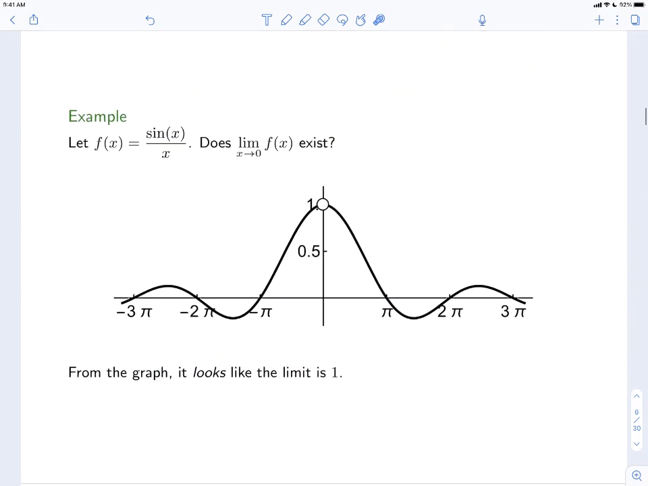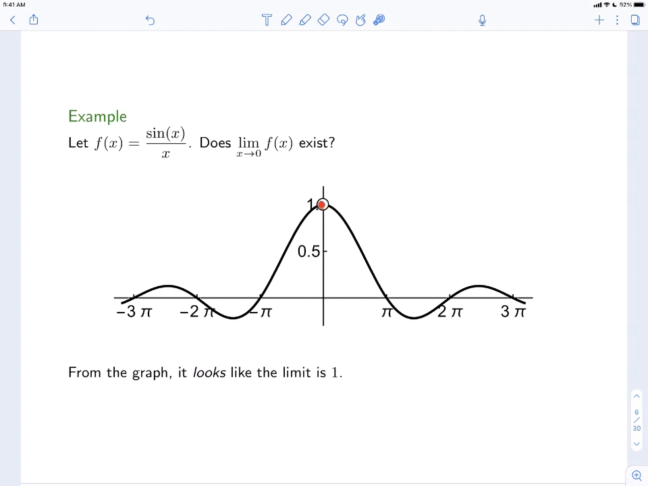Let's look at another example. f at x equals sine of x divided by x. This function is defined for all values of x except x equals 0. That's why you can see that there's a hole when x is equal to 0. But does the limit as x gets close to 0 of f at x exist? From the graph, it looks like it does.